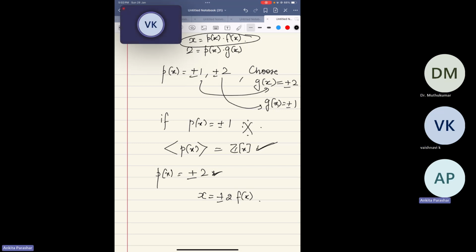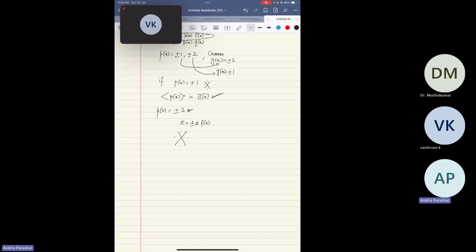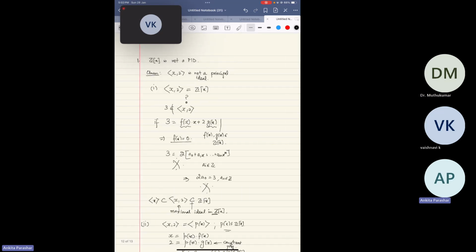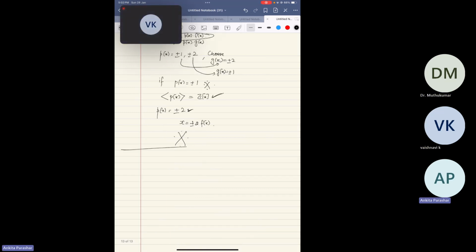So can you say something now? This is a contradiction, right? Yes. So all the possibilities are not possible, and therefore you can say that you cannot write (x, 2) as an ideal generated by a single polynomial in Z[x]. Do you agree? Yes. And now I will leave one exercise to verify.